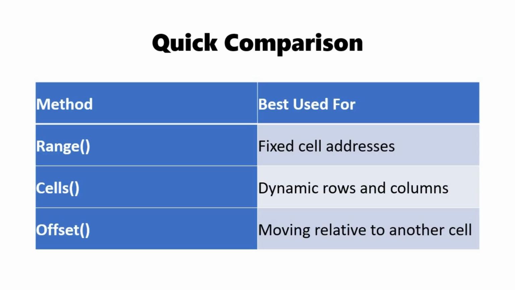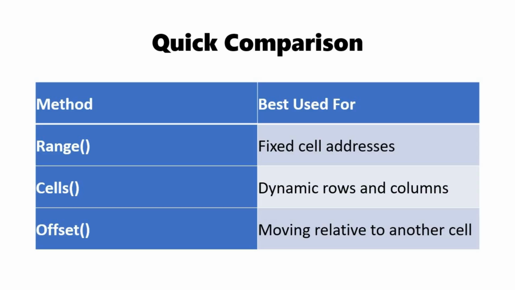Here are some simple rules I follow. Use Range when the location is fixed. Use Cells when the location changes. Use Offset when you need to move relative to another cell. Choosing the right method makes your code cleaner, easier to read and much easier to maintain.